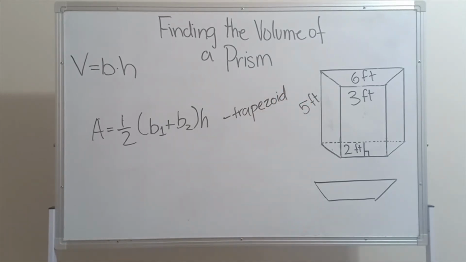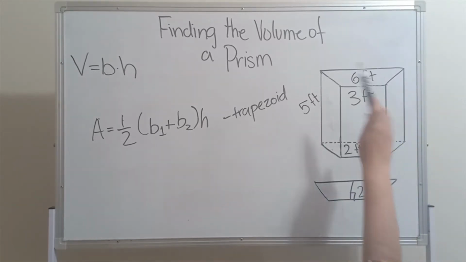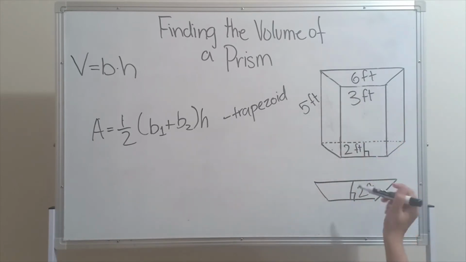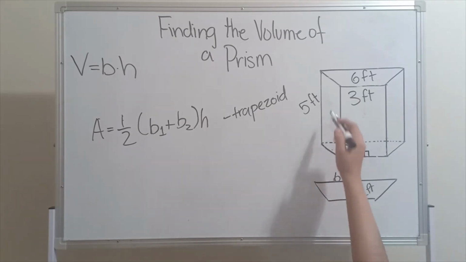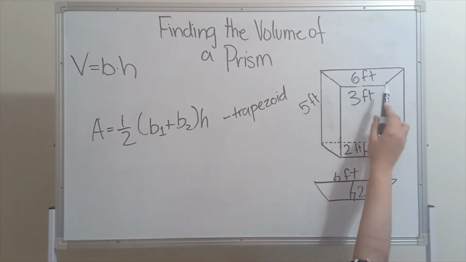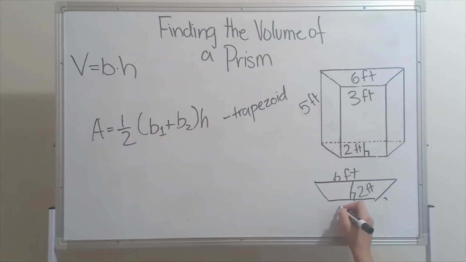And now we are going to first label the measurements here, and then we are going to label which is base 1, which one is base 2, and which one is height. We are given the height here, it is 2 feet. So the height is 2 feet. Then we are given the measurement for this part, base 1. This part is 6 feet. And then we are given the measurement for this bottom part, which can be base 2. So this bottom part's measurement is 3 feet.